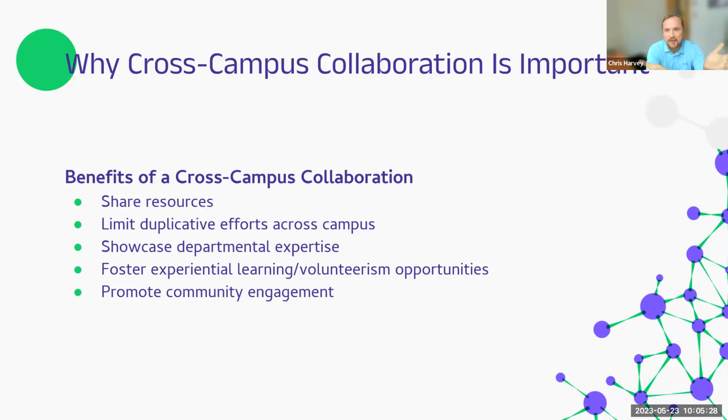But then to talk about cross-campus collaboration, why is it important? We have so many awesome departments and resources here across campus that, for me, it makes sense to use all this expertise that we have around. You get to share resources between one another and limit duplicative efforts. A lot of times, when you start talking with other departments, you realize we're either interested in the same or similar things, or we're doing the same or similar things. So why don't we combine those efforts?